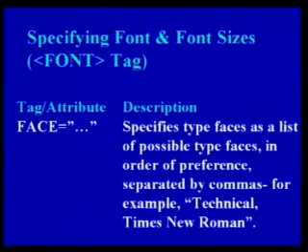Face equal to specifies typefaces as a list of possible typefaces in order of preference separated by commas. For example, Times New Roman, Arial, Courier, etc. So you can specify a number of faces. Depending on which one is available, it will pick up those and leave the rest of them.